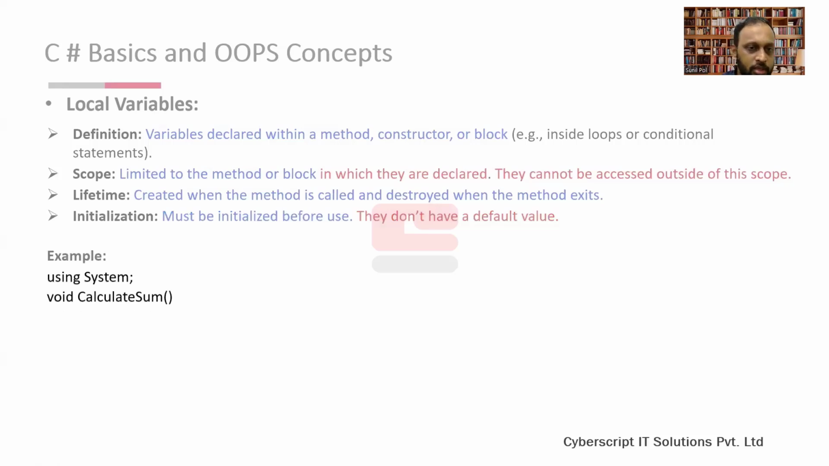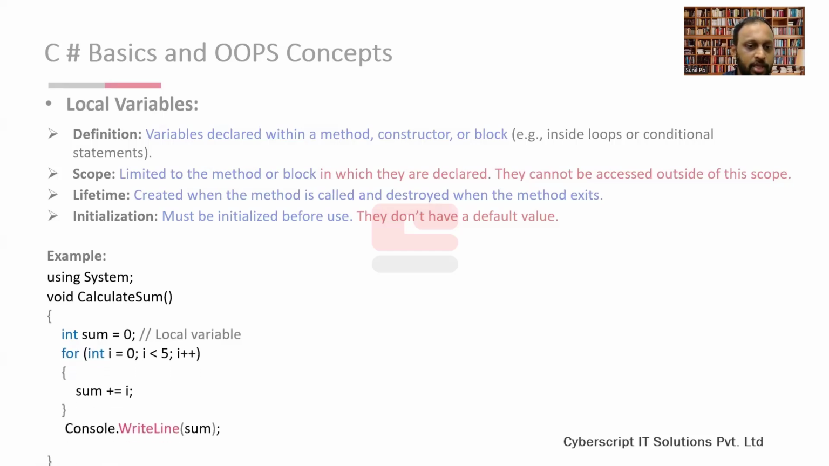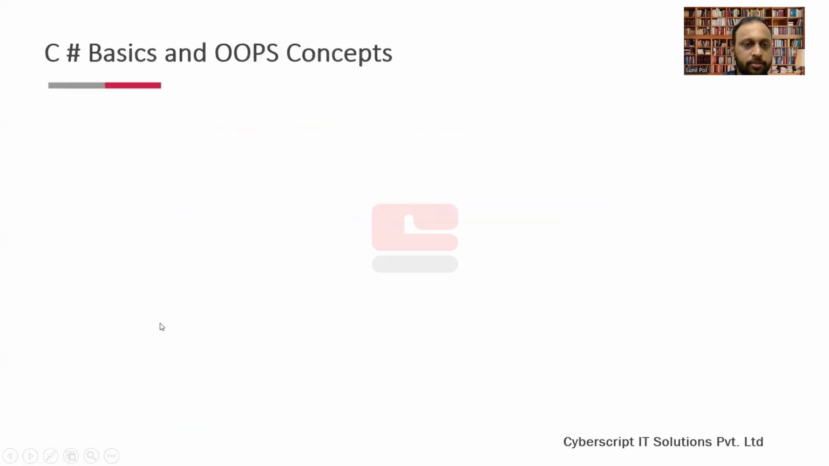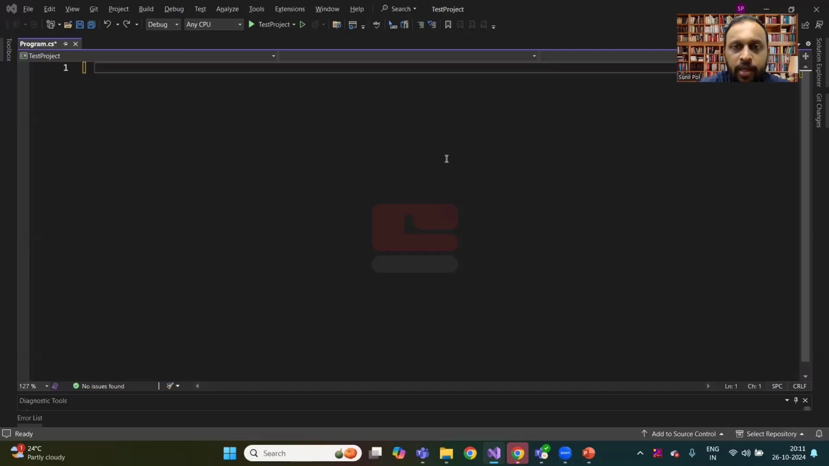So here we have declared one function, calculate sum. We are doing some calculations over there. In the calculate sum function, we have declared one local variable, sum, which is of integer data type. And in the for loop, we are just adding the value of i into the sum. As soon as this calculate sum function gets executed, the memory allocated to the sum variable would be deleted from the memory. So let's understand local variables and their scope with the help of this program.